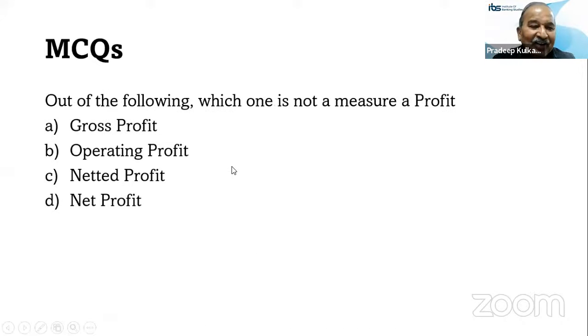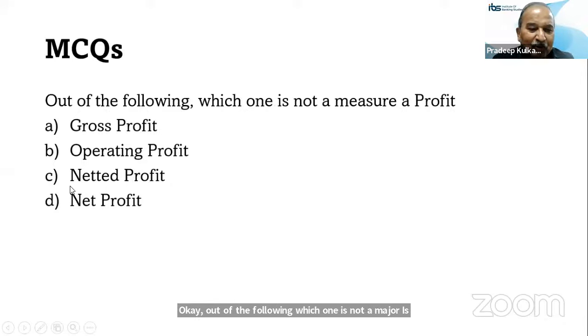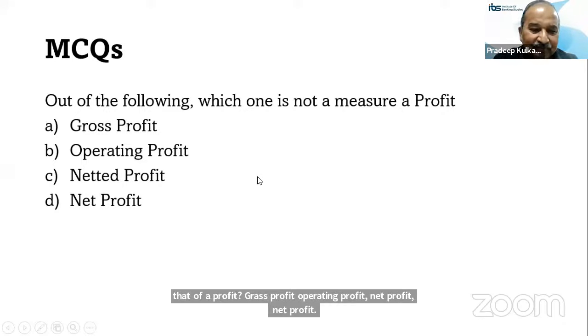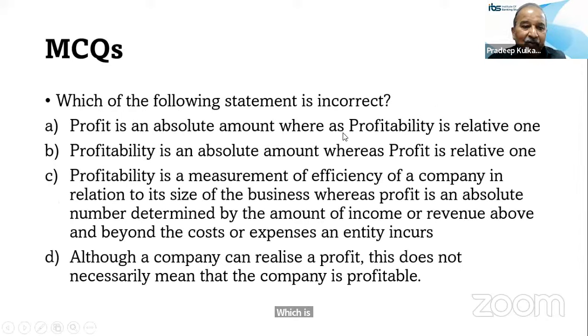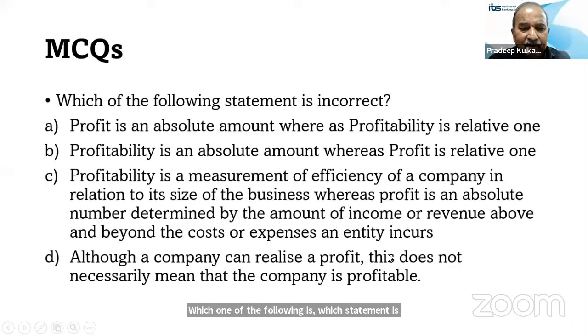Okay, out of the following, which one is not a measure of a profit? Gross profit, operating profit, netted profit, net profit. Which is not? Very good, very good. Which one of the following, which statement is incorrect? Which one of the following statement is incorrect?